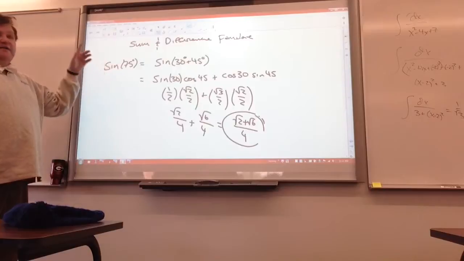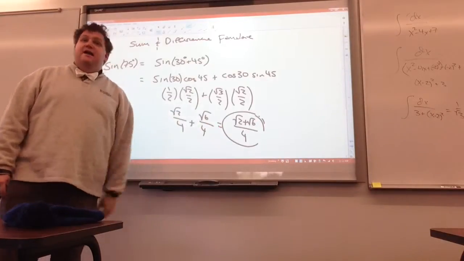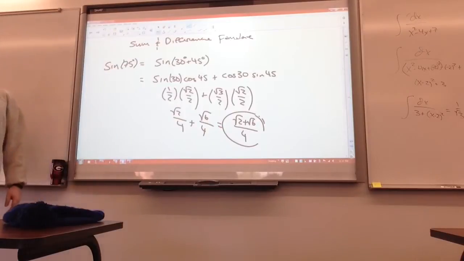But the sine of 75 degrees is this number right here. Not a nice number, is it? No, but it's an actual number, right? We were able to figure that out without the use of the calculator and get our answer, okay? That's what the sum and difference formulas are for. They allow us to do this sort of solution, okay?